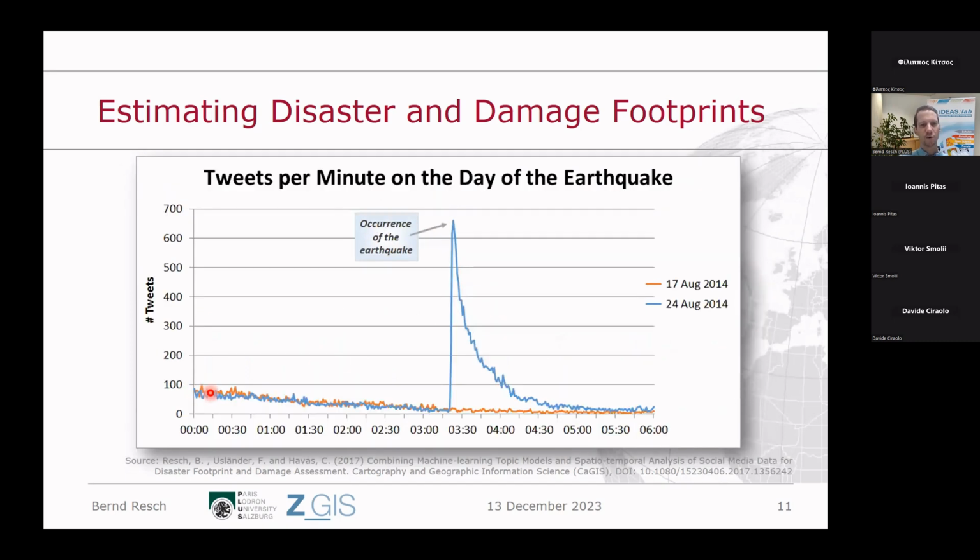Orange, the line here, would be a standard Sunday night. So starting at midnight, and then we go until 6 in the morning, not much is happening. So that's tweets per minute, about 100 or so, and then going down to basically 0. Before then, it strongly rises again when people get up.